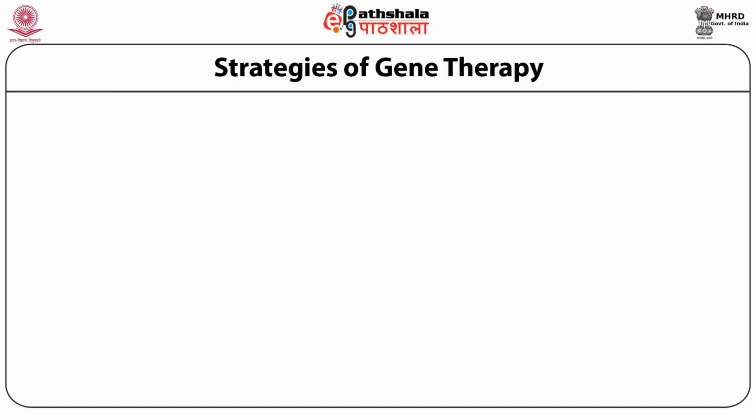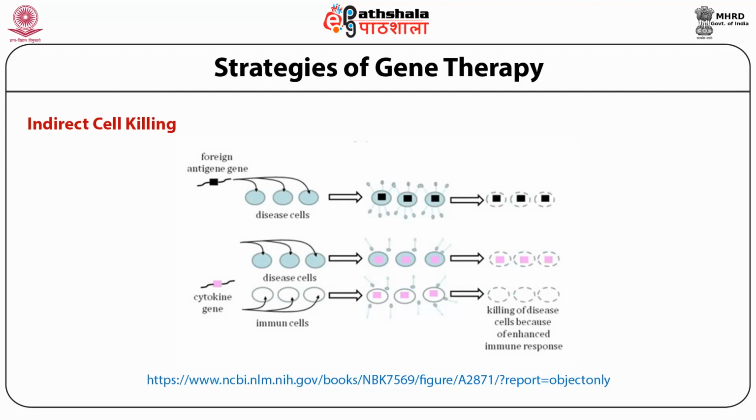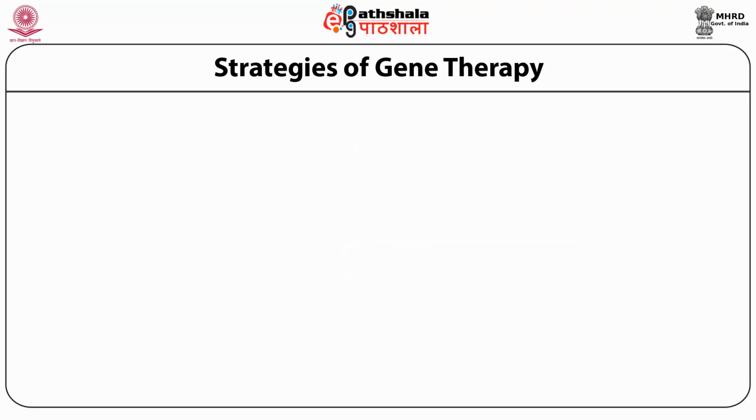In addition to direct cell killing, there is another approach which is known as indirect cell killing. It uses immune stimulatory genes such as foreign antigen genes or cytokine genes to provoke or enhance an immune response against the target cell.